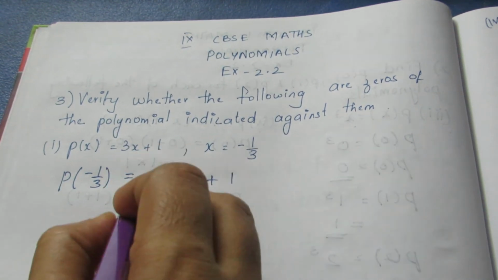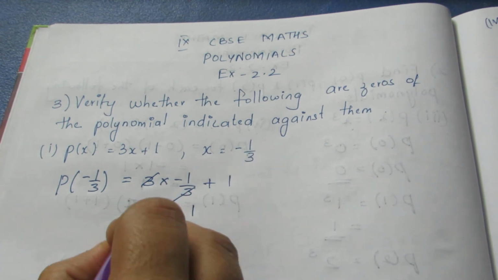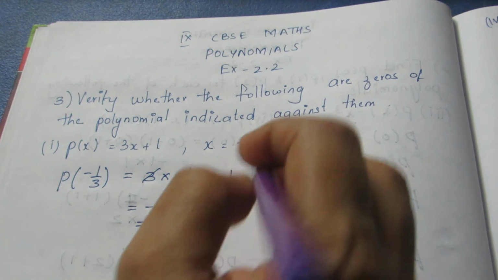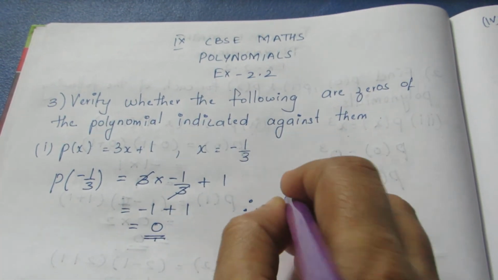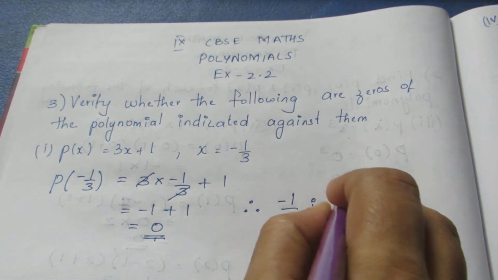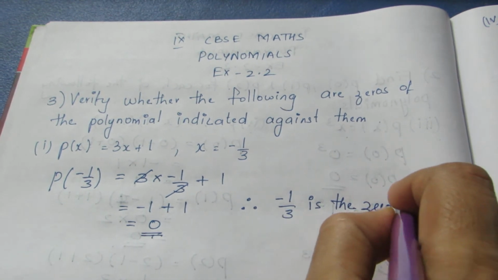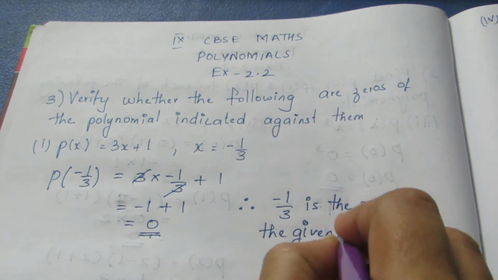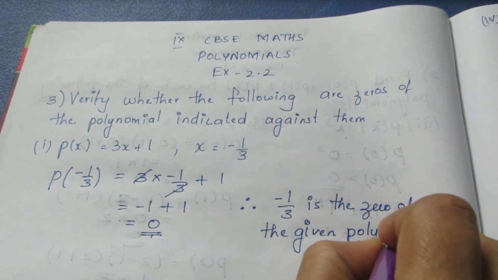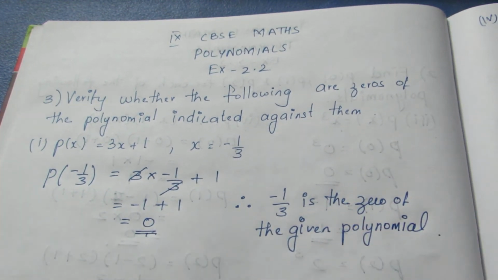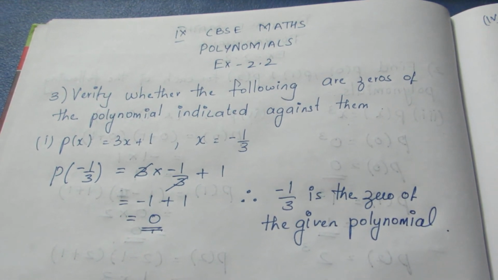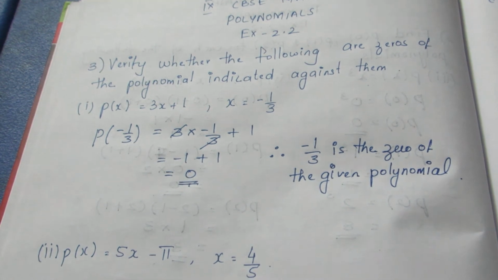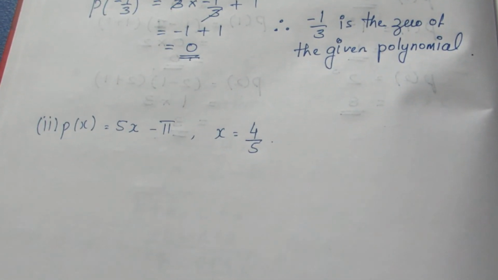Here it becomes minus 1 plus 1. This is equal to 0. Yes, I got the resultant as 0. Then you can write that, therefore, minus 1 by 3 is the zero of the given polynomial, because we got 0. We'll move on to the second one.